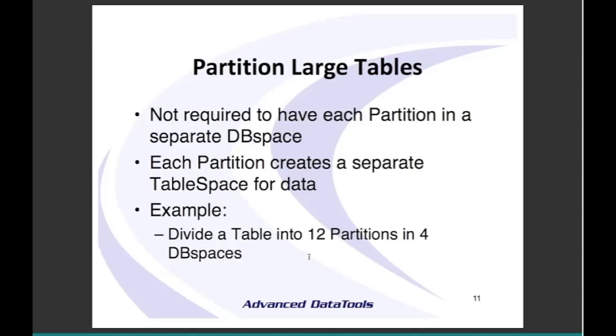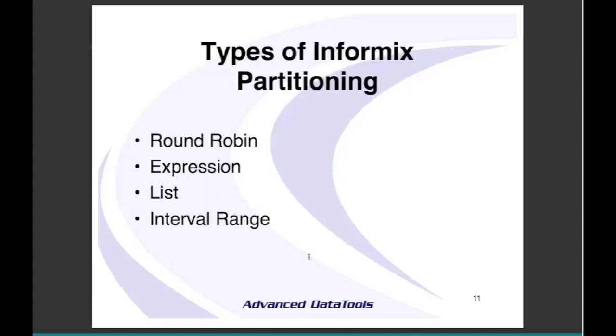Now, there are 4 types of partitioning. There are a couple of others, but I want to focus on these 4. Round robin is the simplest. Partition by expression and partition by list are two of the old favorites. And then interval partitioning or automatic partitioning. I wish they'd use the word automatic partitioning, because that's the newest that I want to talk about.